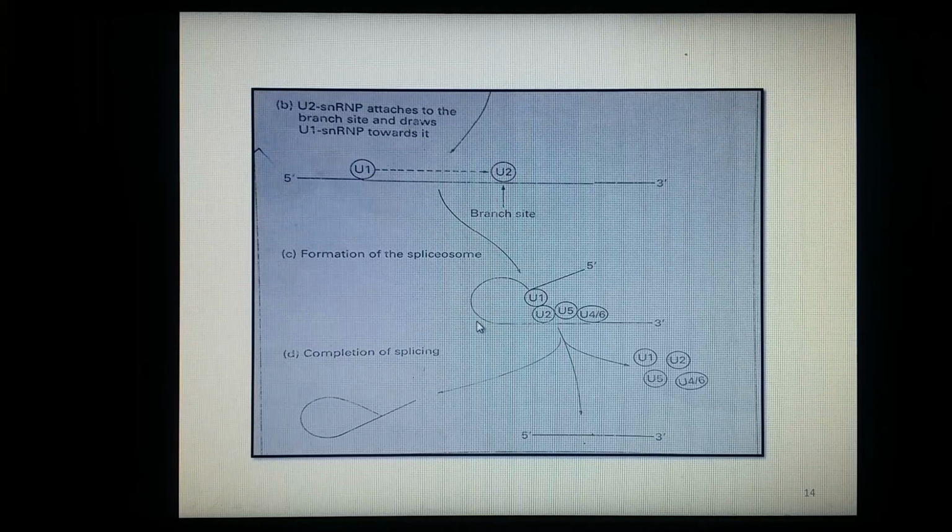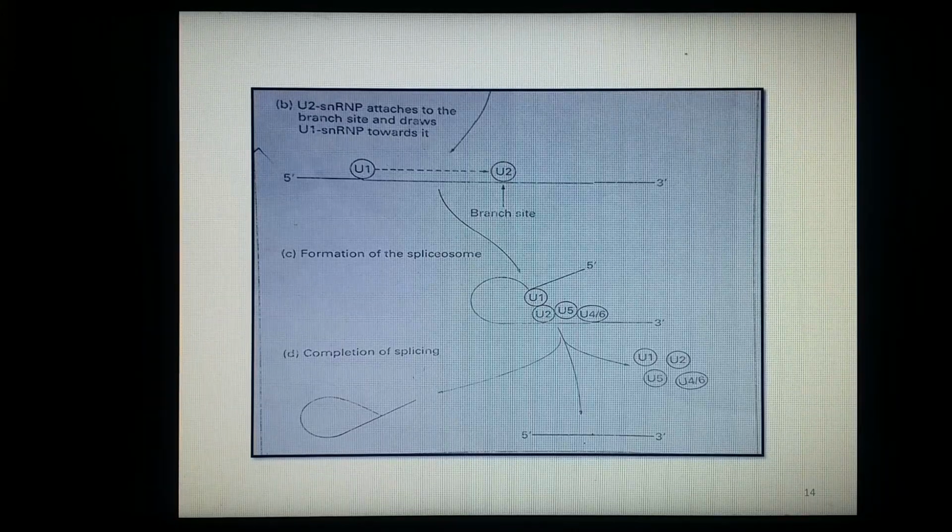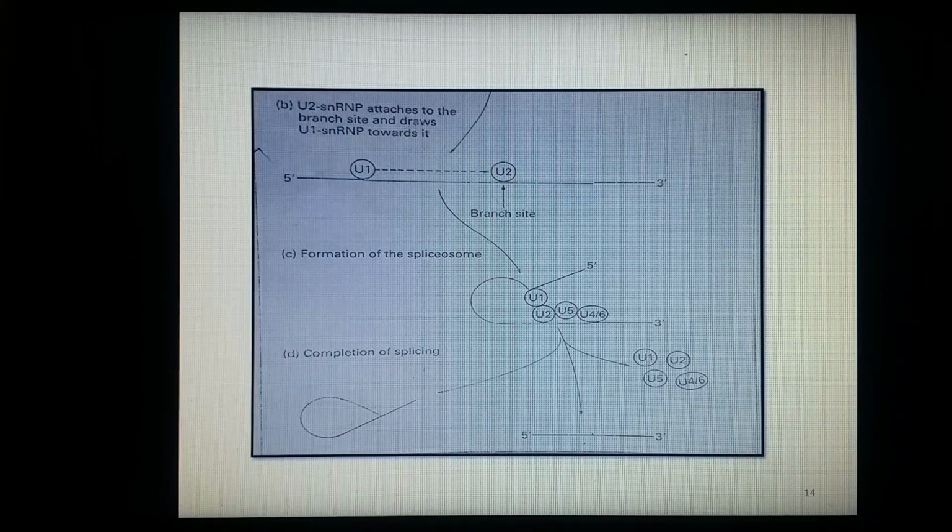Okay, and after that the cutting and joining reactions take place that excise the introns and ligate the exons, and these reactions of cutting and excising take place within the spliceosome. And once the process of intron splicing is completed, the spliceosome dissociates into its components, the snRNPs, and the spliced messenger RNA is released.